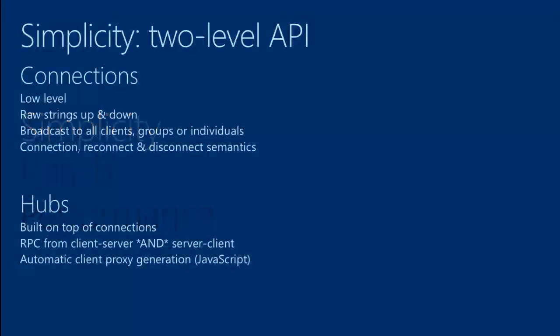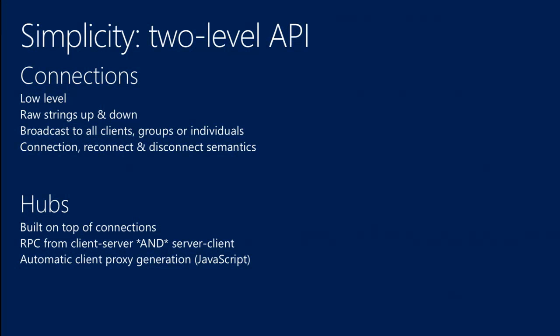Okay, so simplicity. There is a 2-level API. I showed you the first level, or the higher level, hubs, down the bottom here. There's also a lower level API called connections. It is low level, like I said. It's raw strings up and down. So in hubs, you saw me use methods. I would create methods on the server, I would create methods on the client, and I would RPC between them, just remote procedure call. And all the serialization and deserialization of my objects is just taken care of. I did it with strings and numbers, but you can just send objects back and forth. We just JSON serialize everything for you on the wire. With connections, it's just strings. Strings straight up and down.